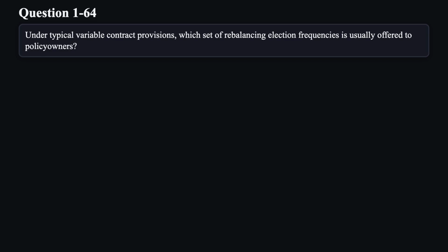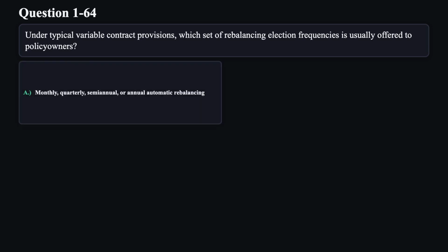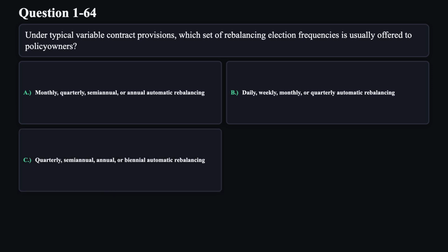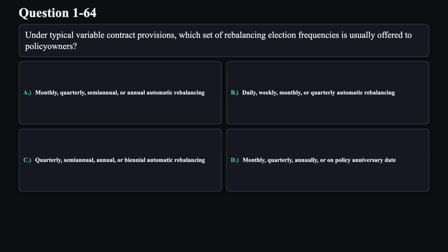Question 64. Under typical variable contract provisions, which set of rebalancing election frequencies is usually offered to policy owners? A. Monthly, quarterly, semi-annual, or annual automatic rebalancing. B. Daily, weekly, monthly, or quarterly automatic rebalancing. C. Quarterly, semi-annual, annual, or biennial automatic rebalancing. D. Monthly, quarterly, annually, or on policy anniversary date.